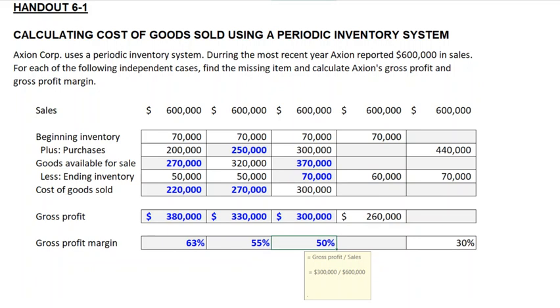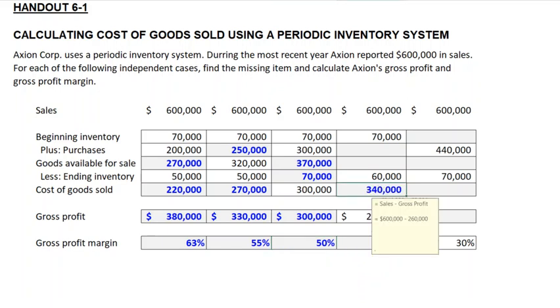The next scenario, we need to approach this one slightly differently. The first thing that we're going to want to calculate is our cost of goods sold. We're given sales of $600,000 and our gross profit of $260,000. The difference between the two has to be our cost of goods sold.